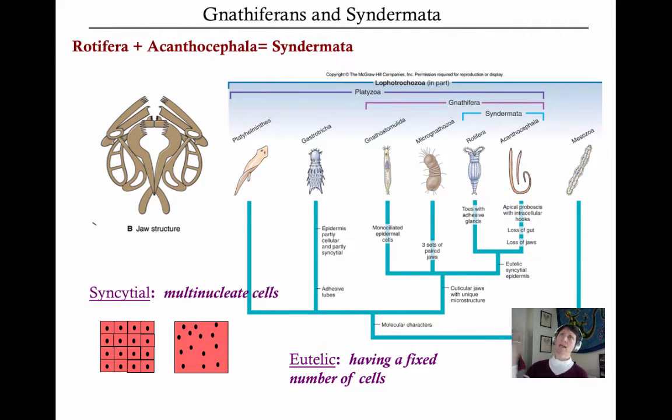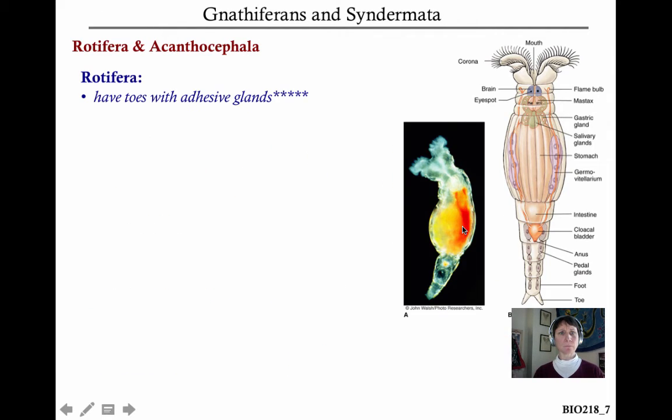So I can't tell you that all of them have exactly 100 or whatever the number might be. But just know that every individual has exactly the same number of cells, and those cells on the outside are syncytial, so they're multinucleate. Okay, so now let's go into the Rotifera itself.